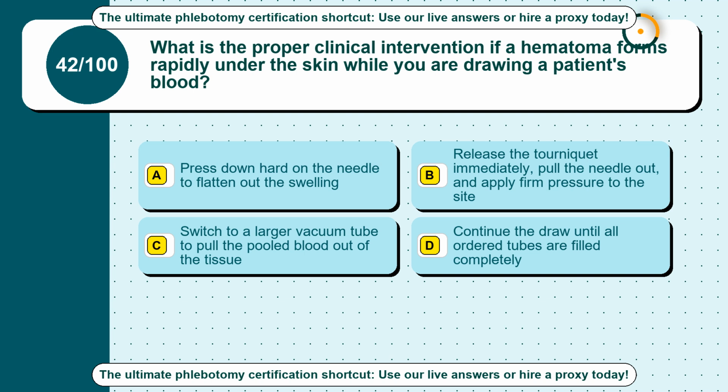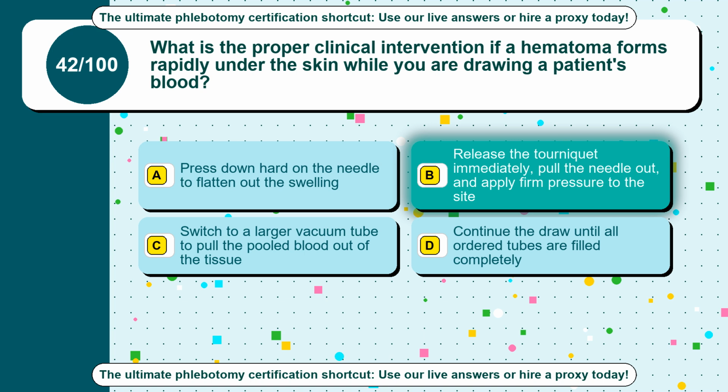Option C. Switch to a larger vacuum tube to pull the pooled blood out of the tissue. Option D. Continue the draw until all ordered tubes are filled completely. The correct answer is option B. Release the tourniquet immediately, pull the needle out, and apply firm pressure to the site.